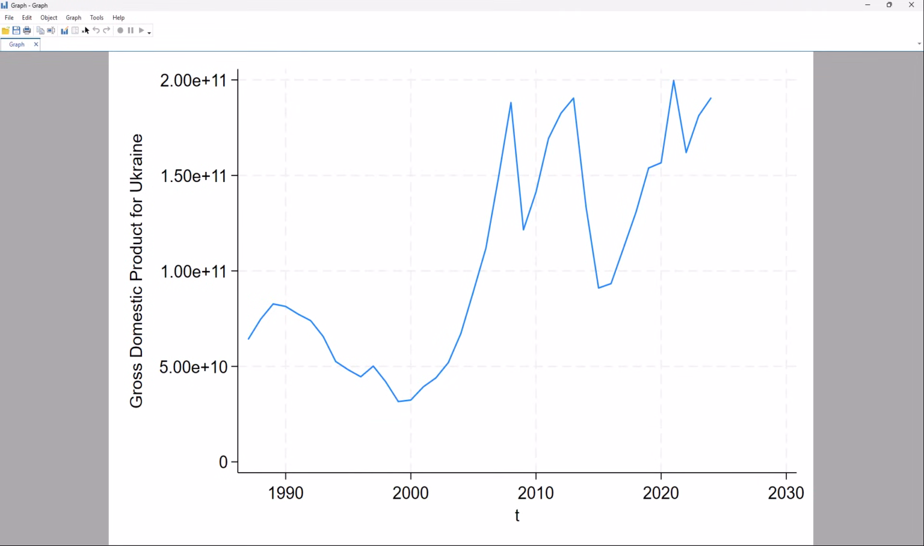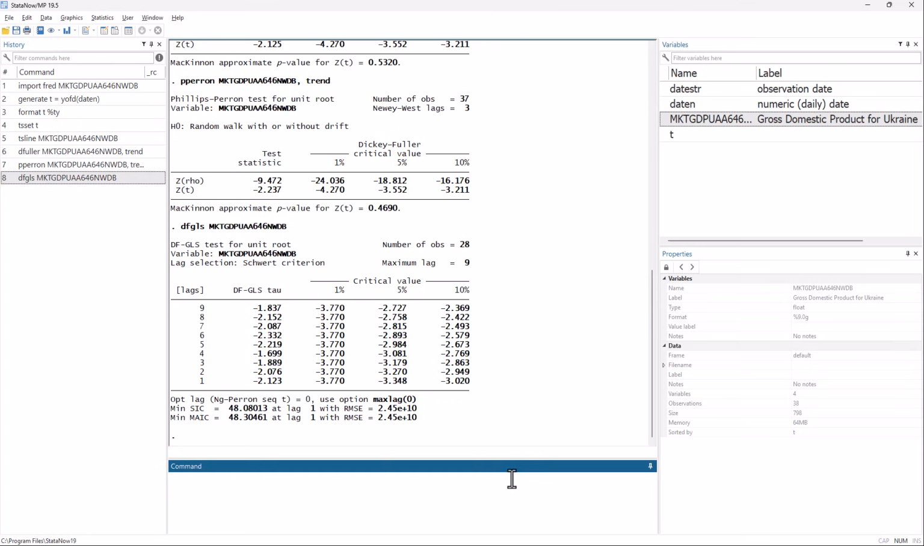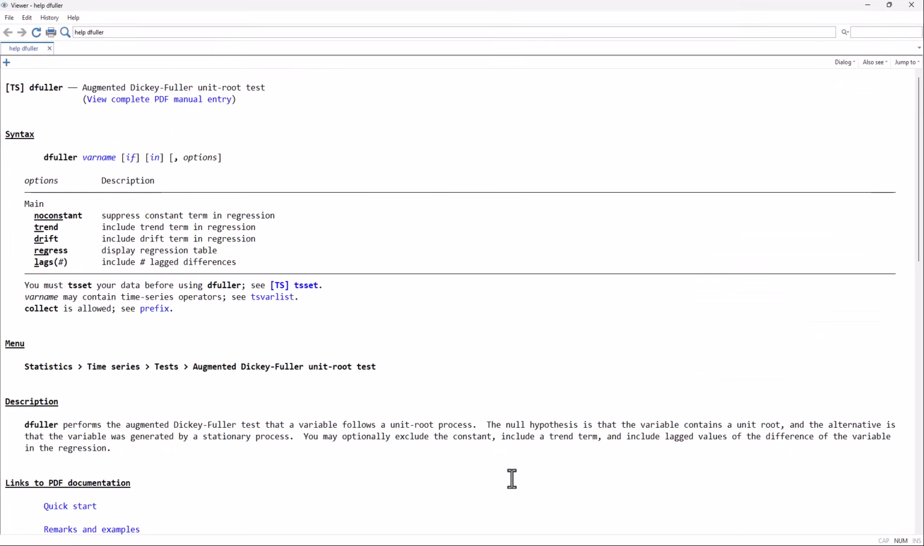So, for our annual series of the GDP of Ukraine, the Augmented Dickey-Fuller test, the Phillips-Perron test, and the Dickey-Fuller GLS test all agree this is a unit-root process. For more information about these testing procedures and more examples, remember you can always type help and then any of the commands into the command window and click on View Complete PDF Manual Entry.